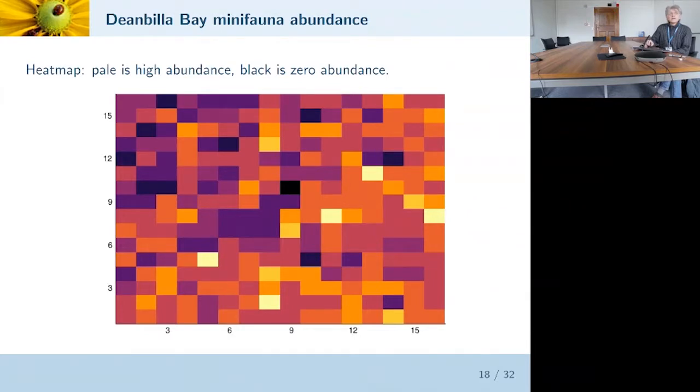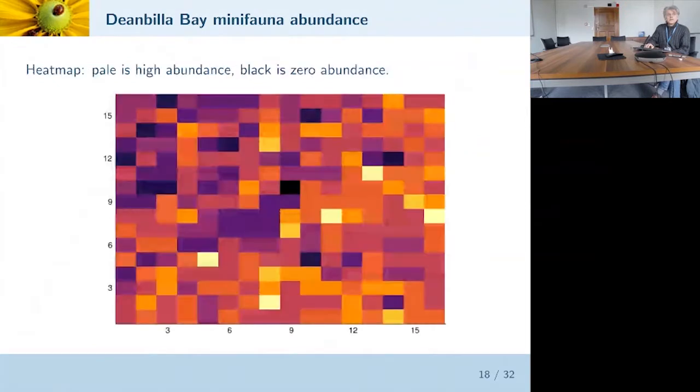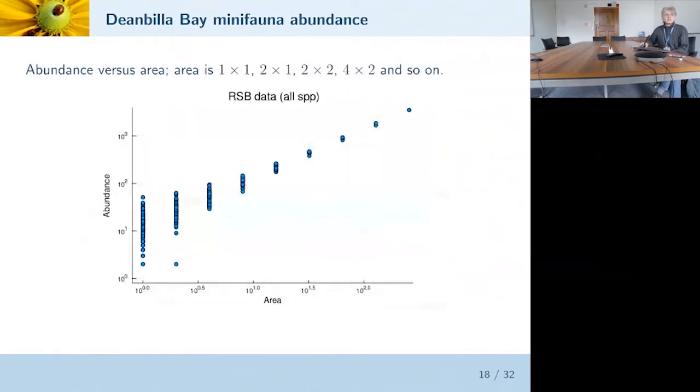So if we plot this abundance versus area, this is what we see. These are the one by ones, which I've just showed you. So this set of 256 counts becomes these 256 dots here, 255 because the zero is excluded, because this is a logarithm.